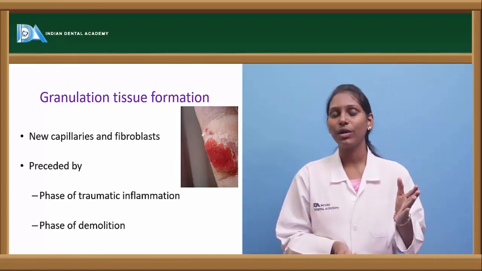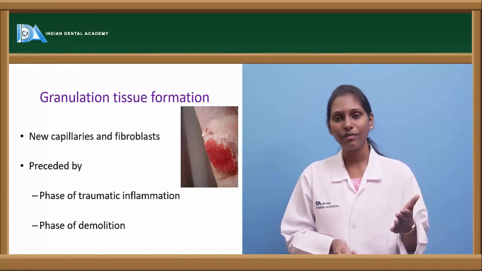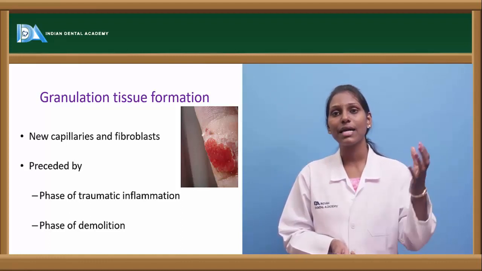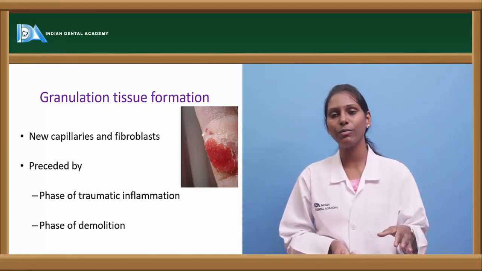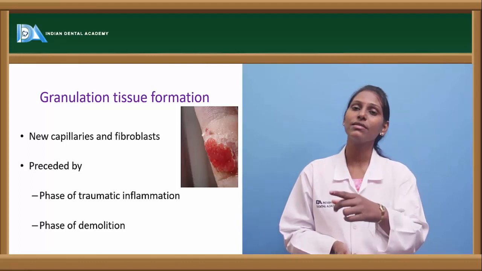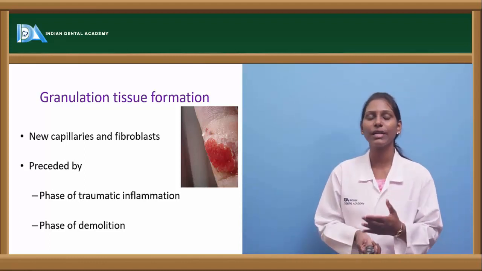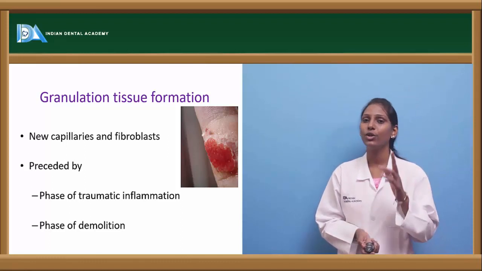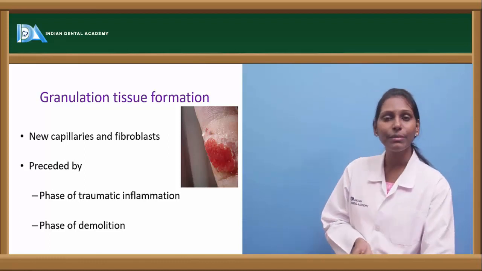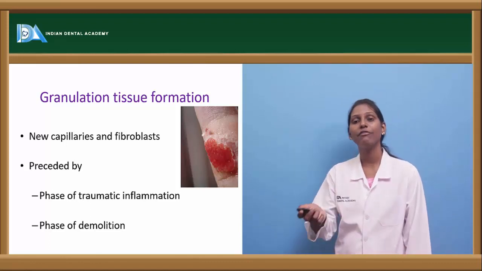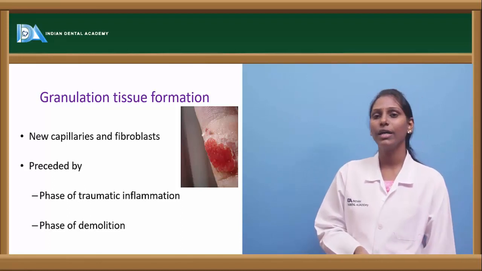As we have seen earlier, neoangiogenesis is happening. Along with angiogenesis, fibroblasts migrate into the wound, especially the myofibroblasts and also the fibroblasts. Thus, this will cause granulation tissue formation. Formation of granulation tissue is usually preceded by two phases. One is the phase of traumatic inflammation. As we have seen, it is by a chemically mediated amplification cascade, and the phase of demolition, where the cytolytic stage can also happen.